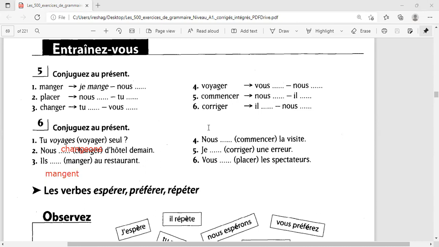Nous commençons. Commençons is start. Nous commençons la visite. We start the visit. Je corrige, I correct une erreur. We correct an error. Vous placez, you place les spectateurs. You place the spectators.